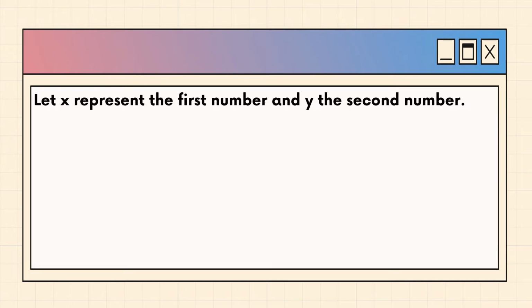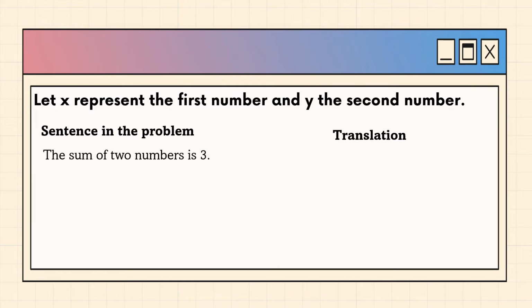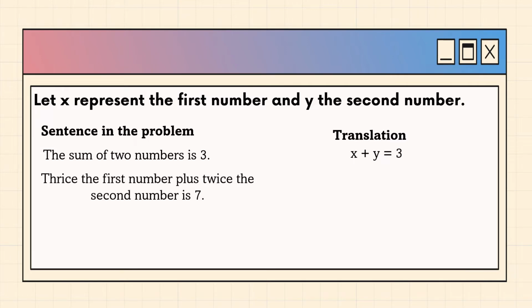Okay, let's translate the mathematical sentences into mathematical equations. Let x represent the first number and y the second number. For our first sentence, the sum of two numbers is 3, we translate this into the equation x plus y is equal to 3. The second sentence, thrice the first number plus twice the second number is 7, is 3x plus 2y is equal to 7.